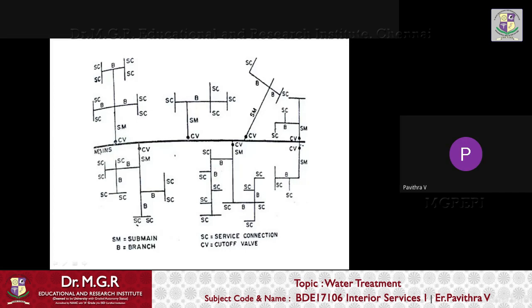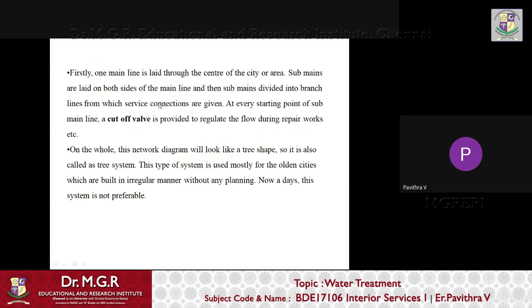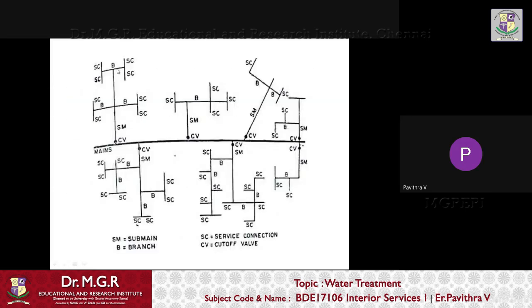This is the main line which has been laid in the center, and from the main line to the submain, submain to the branch, to the service connection. The purpose of the cutoff valve is to regulate the flow of water during the repair works. This dead end system is also called the tree system. If a city is not planned in a proper way, we will end up with this type of system, where each and everything has a different pattern.